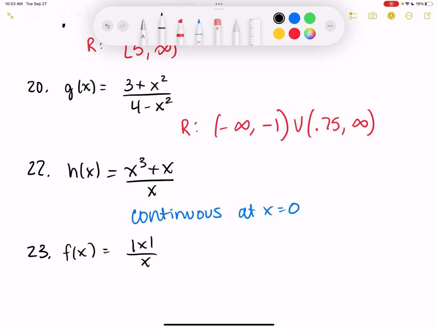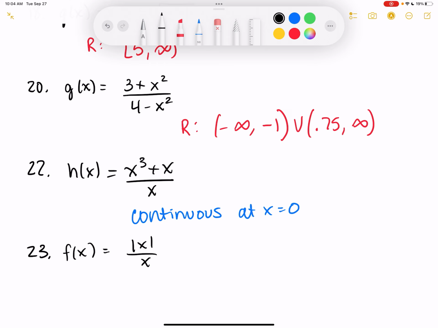Mine doesn't actually put absolute value. Then you'll have to close that, so we do another parentheses. And then divided by, and then I need to do another parentheses for x. Since it's just a single thing on the bottom, you should be able to just do divided by x, but it doesn't ever hurt to put parentheses.